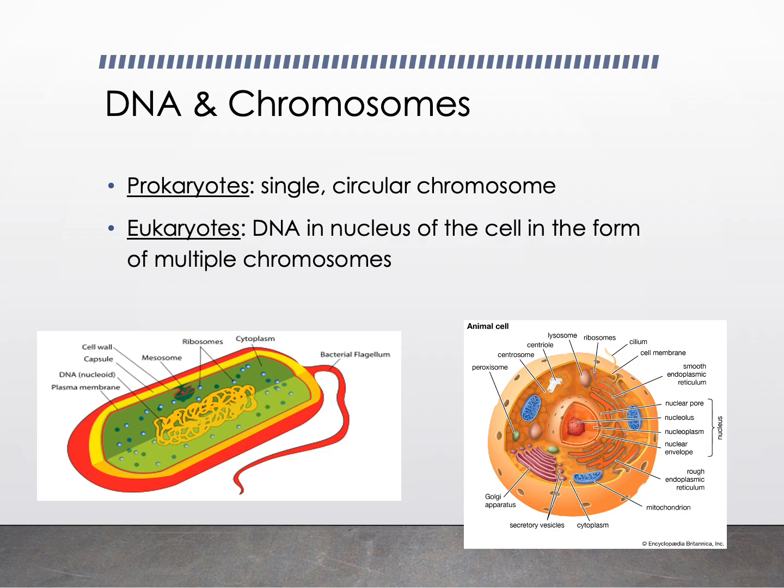We have prokaryotic cells. These are single cells. They have circular chromosomes. This is representing the DNA, the chromosome material, just within the cell. And then we have eukaryotic cells, which contain a nucleus, and then within the nucleus, we would find our DNA and chromosomes.